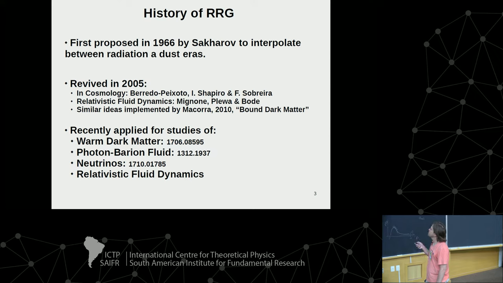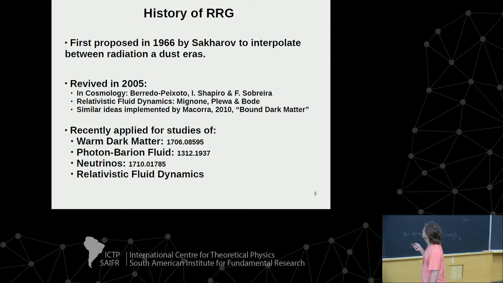The same idea also appeared in relativistic fluid dynamics. And a bit later, we came to note this very recently. In 2010, there was this idea of bound dark matter, which has more or less the same main idea, but we couldn't talk to these people to make a proper discussion about this. It was applied to studies of warm dark matter, photon-baryon fluid, neutrinos, and also relativistic fluid dynamics. What I will show here is mostly related to warm dark matter, but for sure you can find interesting applications in other scenarios.